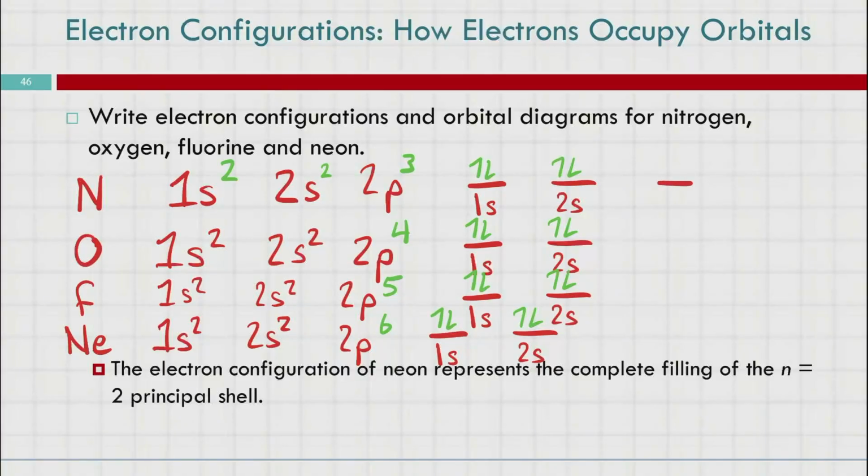So for our 2p, we've got 3 orbitals, the 3 different dumbbell shapes. For nitrogen, we've got 3 electrons to place into our 3 orbitals. So we're going to place them up, up, up, fully spaced out according to Hund's rule.